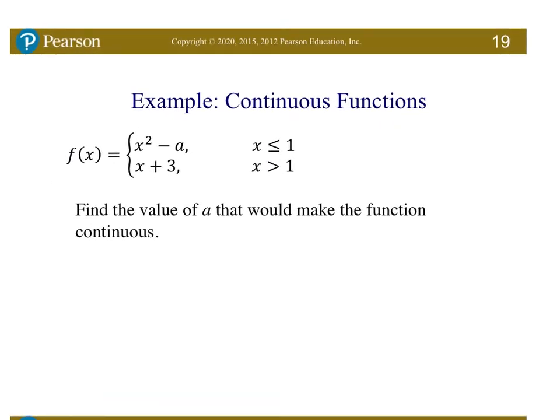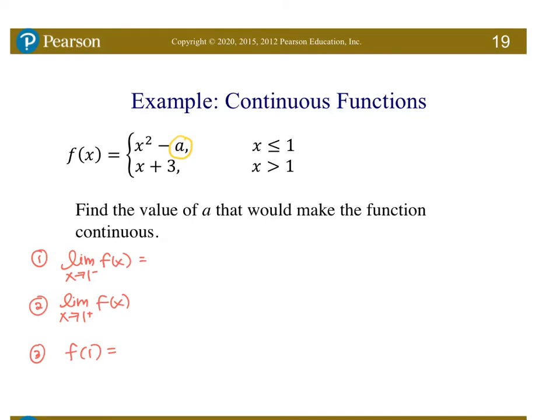So here's a question where there's a missing part. It's a piecewise function, but the a value is missing. And we need to make the function continuous. So that means we need to make all 3 steps match. So let's set up all 3 steps. Step 1, the limit approaching 1 from the left. Step 2, the limit approaching 1 from the right. And step 3, f of 1 itself.